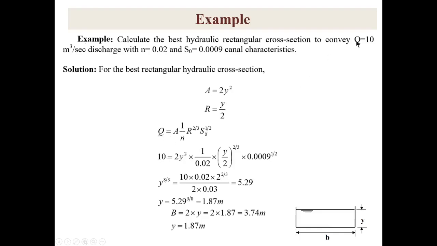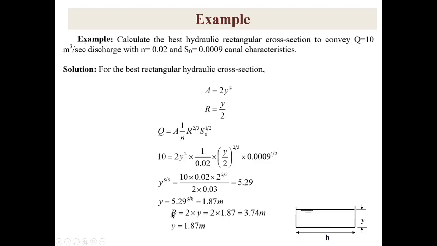Q equals 10 from the question we know, A equals y squared from here, and A times 1 over n. This is our Manning roughness. This is hydraulic radius, half of the depth of flow, to the power of 2/3, multiplied by root of the S0. The simplification of this equation will result in the value of water depth equal to 0.87 meter, or roughly we can say y equals 1.9 meter.